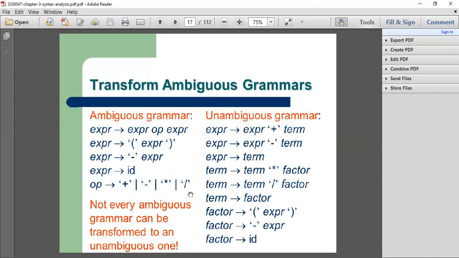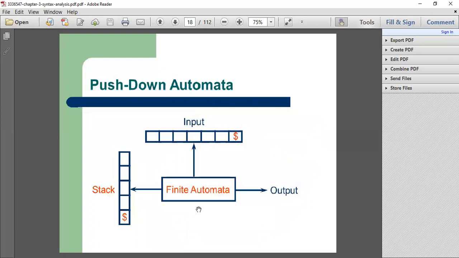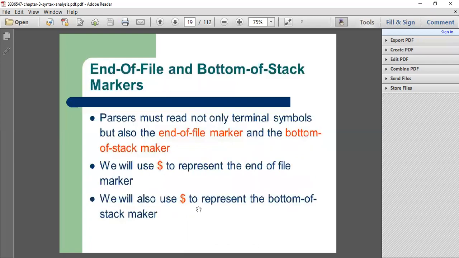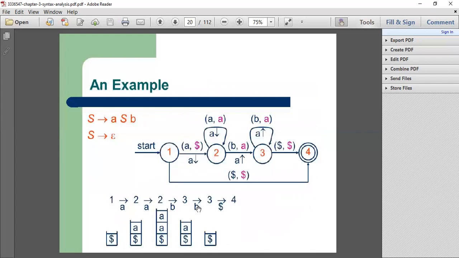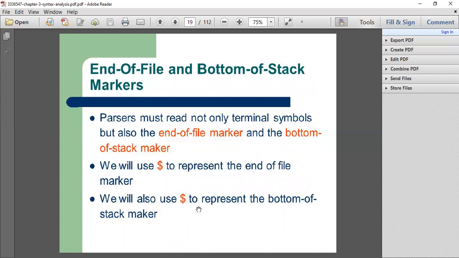So compare the ambiguous grammar and unambiguous grammar here. An ambiguous grammar has more than one parse tree, whereas an unambiguous grammar has only one parse tree. Not every ambiguous grammar can be transformed to an unambiguous one. We can see this in the pushdown automata in the finite automata session. So these are the examples for parse trees.